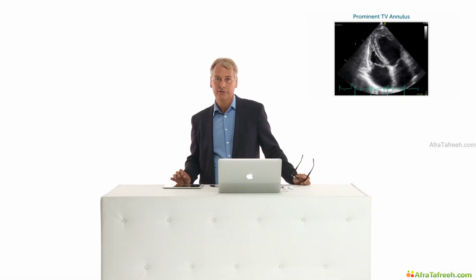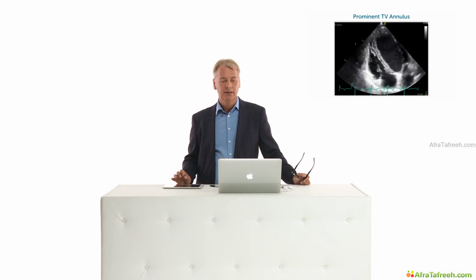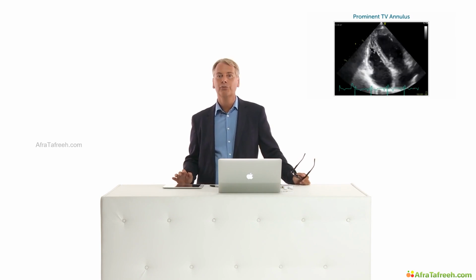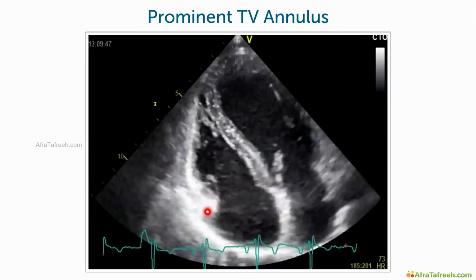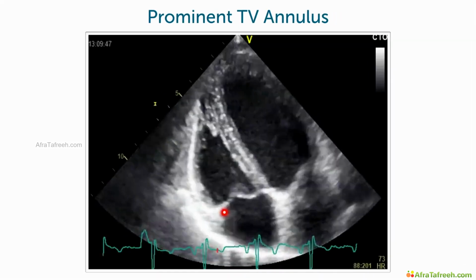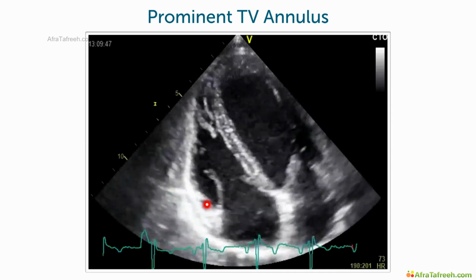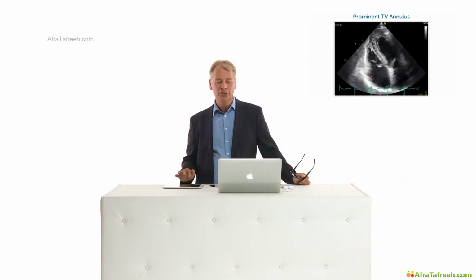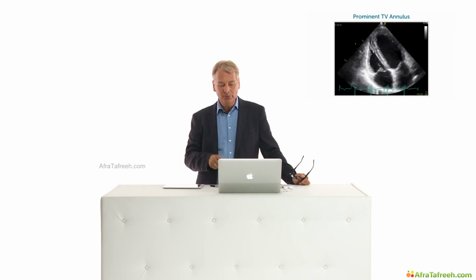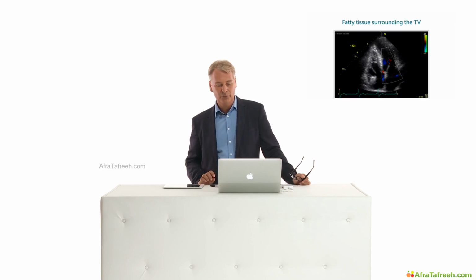And here's the last pseudotumor of the right atrium, fatty infiltration or a prominent tricuspid valve annulus. We see a kind of triangular-shaped structure right here at the base of the tricuspid leaflet. And this is not a tumor because usually we have a lot of fatty tissue, both in the annulus itself and also in the groove, the so-called AV groove, which appears as if a tumor in some patients. So don't mistake that for a tumor as well.